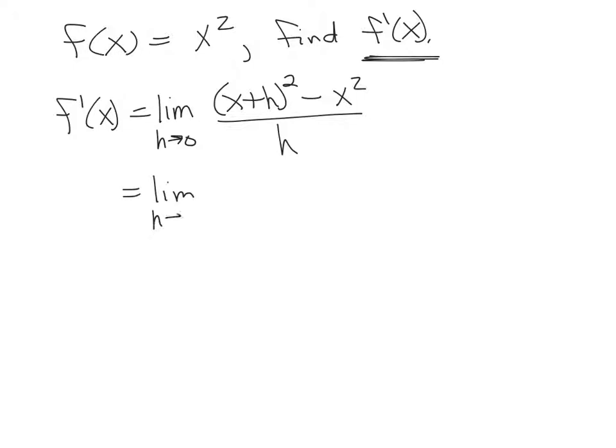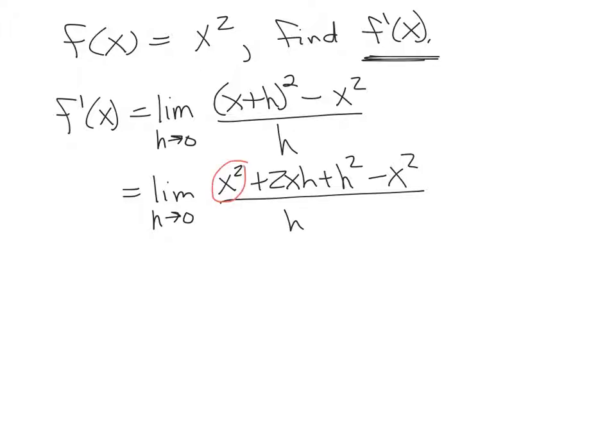So I'll just recopy my limit symbol, and now I'm going to expand out my numerator. So I have x squared plus 2xh plus h squared minus x squared all over h. And now I can notice that every term in the numerator that does not possess a factor of h has an opposite to cancel with.